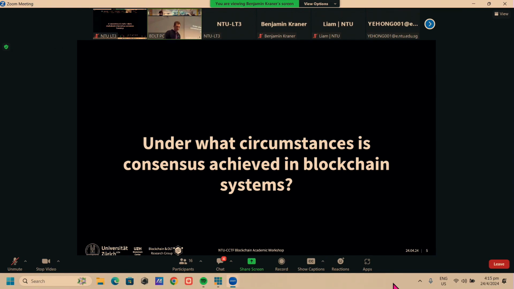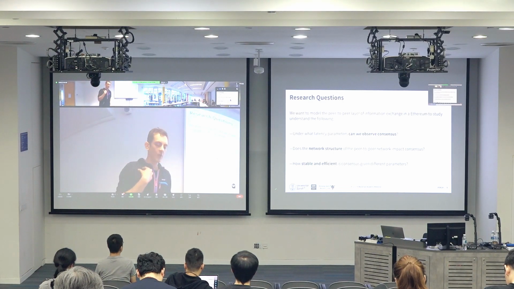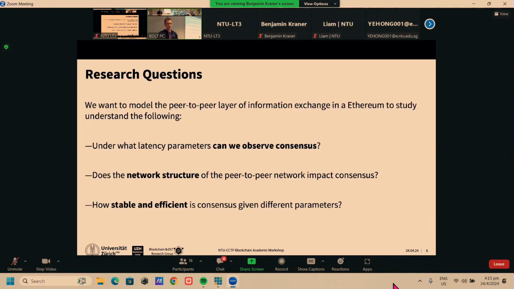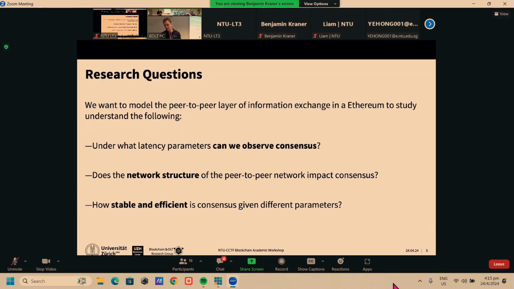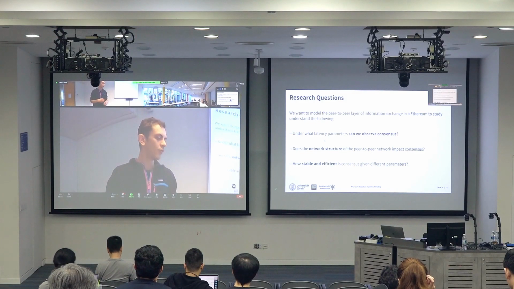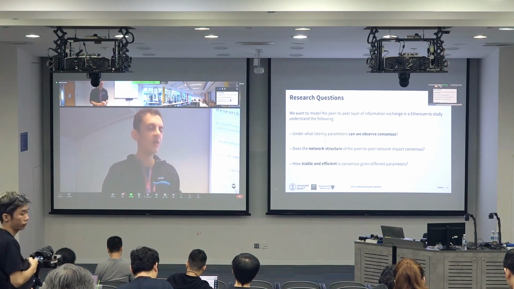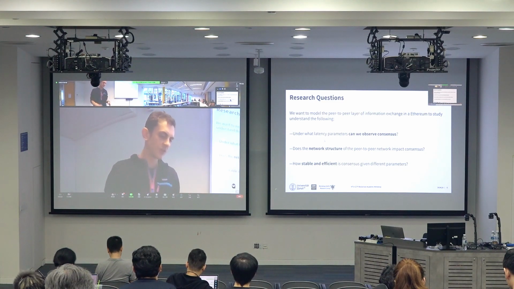So our main motivation for this agent-based model is under what circumstances will consensus be achieved in blockchain systems. We're studying Ethereum, and we want to model basically the peer-to-peer layer of information exchange in Ethereum to understand under what parameters can we observe consensus, especially with the focus on latency, and what implications the network structure of this peer-to-peer network has for consensus. Finally, we want to test different parameter settings to understand, hey, in this region, we have efficient consensus. There are no nodes that cannot communicate with the network or that produce blocks in vain. So that's kind of the research topic we want to focus on.